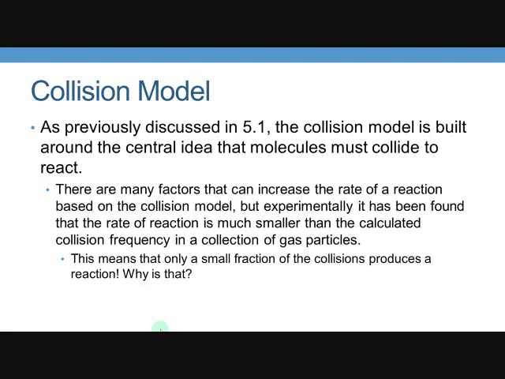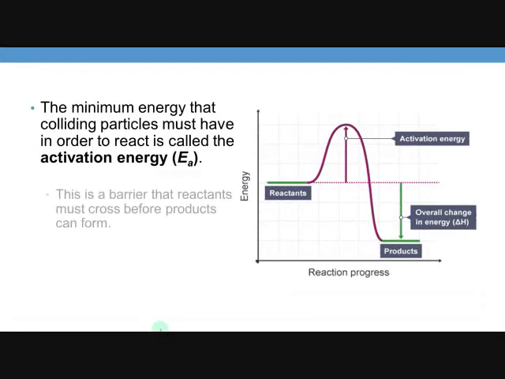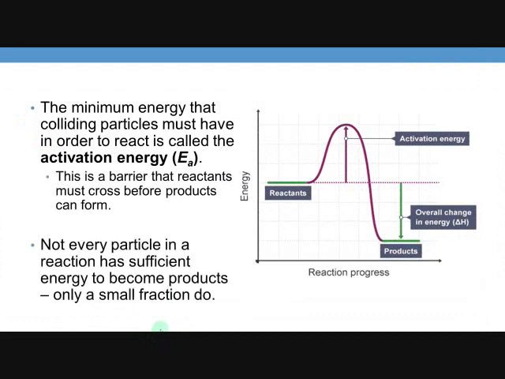Why is that? We discussed it a little bit in 5.1, but for any elementary reaction to successfully produce products, that's a typo, sorry, reactants must successfully collide to initiate bond breaking and bond making events. So that minimum energy that they need, because they have to have enough energy and they have to be oriented properly, those are the two things from 5.1, remember. That energy is called activation energy. This is a barrier that the reactants must cross before the products can form.